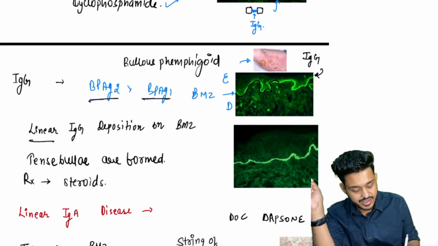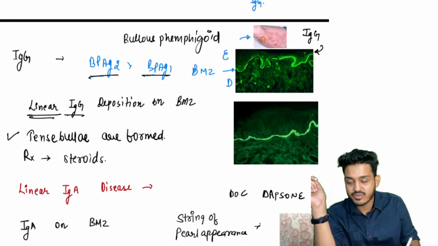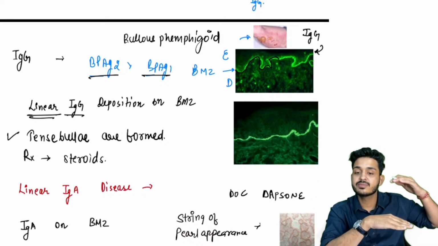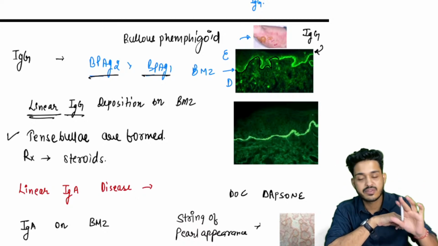Linear IgG deposition on the basement membrane zone, and here the bulla will be tense. Why will the bulla be tense? Because it is deeper. Flaccid bulla will be seen in cases of pemphigus. If the question gives flaccid bulla, answer pemphigus.